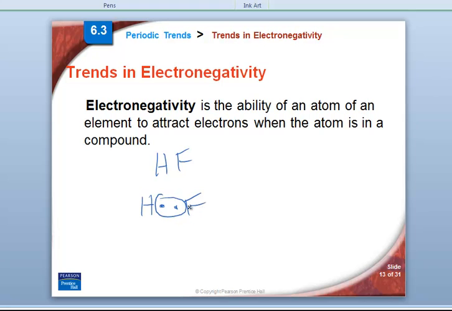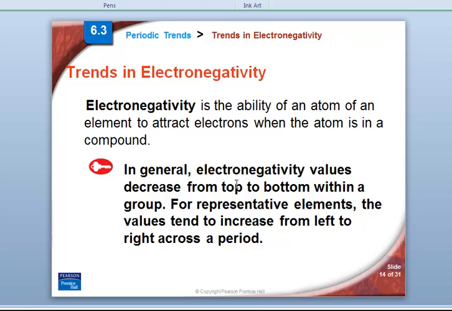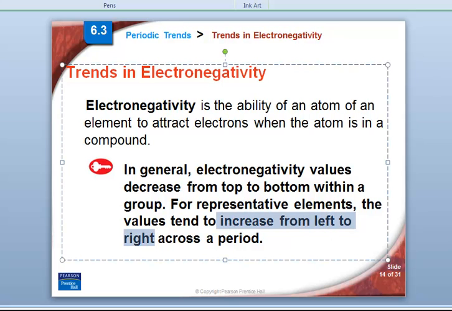But as we will see, the fluorine pulls on the electrons much more strongly than the hydrogen. And so what you're going to see is it's not shared. Those 2 electrons are not shared evenly between the hydrogen and the fluorine. The sharing looks more like this. All right, the electrons get kind of pulled over to the fluorine, and that's a consequence of the higher electronegativity of the fluorine than the hydrogen. In general, electronegativity values decrease from top to bottom in the periodic table, and they tend to increase as you go from left to right across a period.